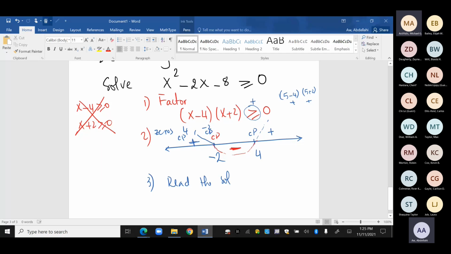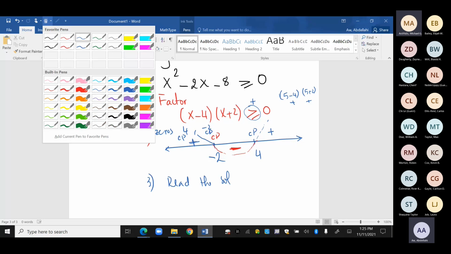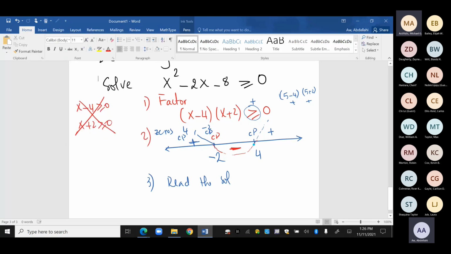And everywhere I see the plus sign will be my solution. I see the plus sign here. I see the plus sign here. So what is my solution then? -∞, -2. Okay, now, what do we have here? I have equal, so I have to close it. If I don't have equal, I have to open it, union 4 to infinity.